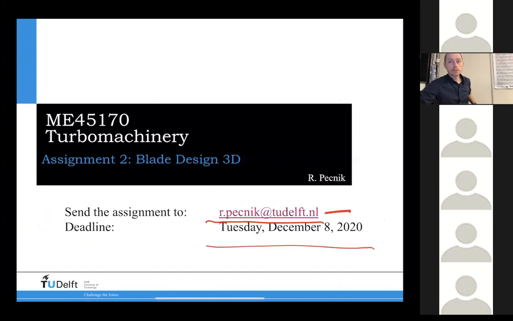Does each student in the group have to mail the report individually? No, this question has been asked also for the first homework assignment. Just send one homework assignment to me and put both names there. Okay. Any other questions?